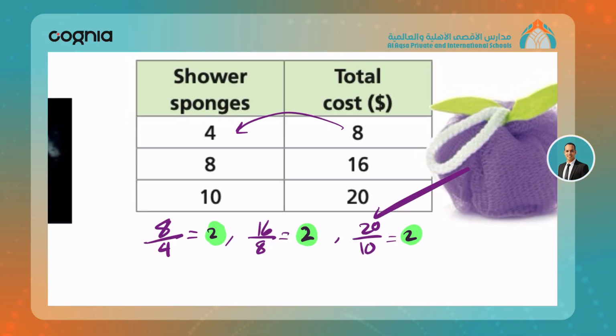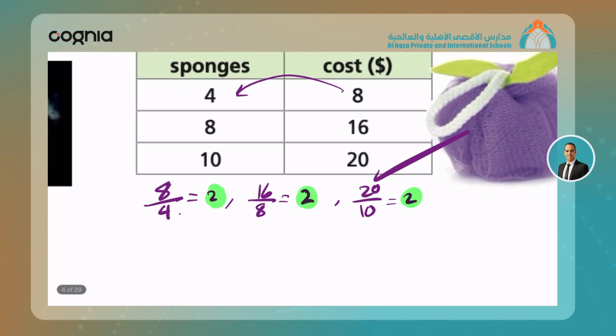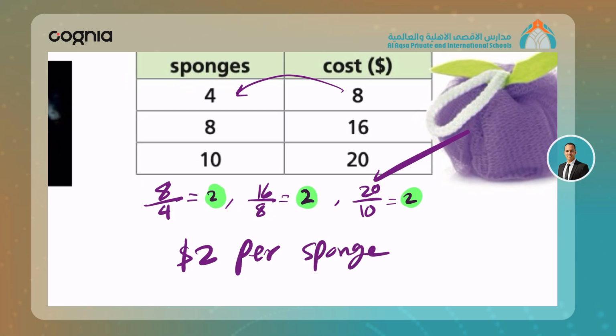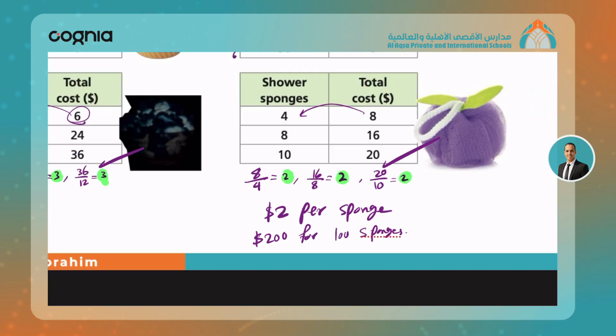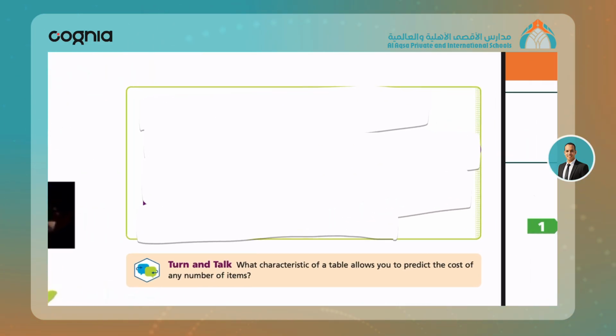And hence we can get the cost for one sponge. So here 8 divided by 4, it's 2. So it's $2 per sponge. So if you need 100 sponges, that will be $200 for 100 sponges.